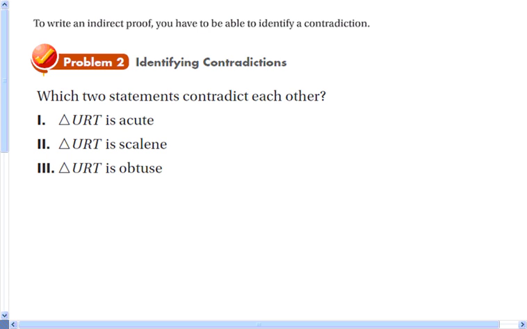Identifying contradictions. Now remember, if we want to use an indirect proof, we have to be able to notice a contradiction when we see one. So let's analyze these three statements and see if there's a contradiction here. First one, triangle URT is acute. That means that the measures of all angles are less than 90.